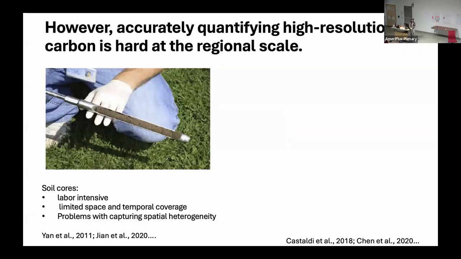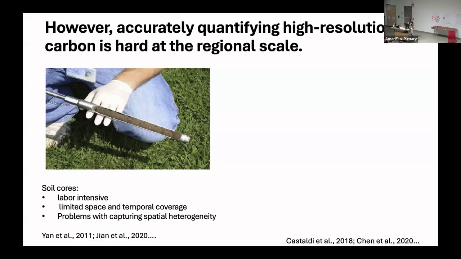accurately quantifying high resolution soil carbon is really difficult, especially at the regional scale. There are many reasons for that; I'll list the ones I'm pretty familiar with. One reason is at the field level, if you're using techniques to measure the soil core, it's usually labor intensive and has limited spatial and temporal coverage, and it also has problems capturing spatial heterogeneity, right?